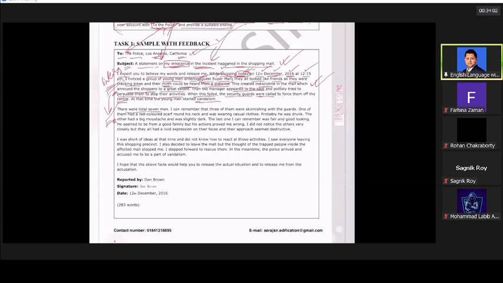There were total 7 men. I can remember 3 of them were skirmishing with the guards, just skirmishing. Okay, kind of bullying, fighting, arguing, quarreling. One of them had a red colored scarf around his neck and was wearing casual clothes. So description of those boys, probably he was drunk. The other had a big mustache and was slightly dark. The last one I can remember was fair and good looking. He seemed to be from a good family, but his actions proved me wrong.